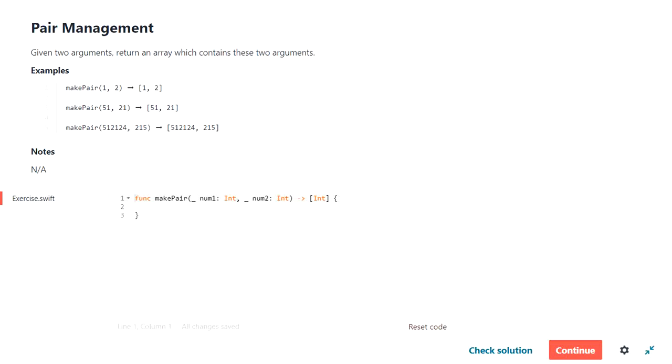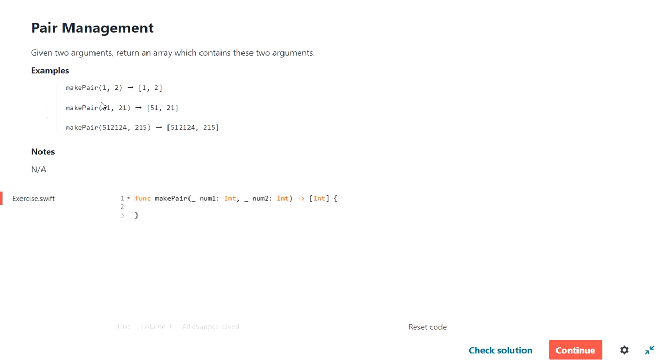Hello and welcome to your next challenge, pair management. In this challenge you will be provided with two numbers, num1 and num2. These will be integer type parameters and you have to return an array which contains these two arguments.